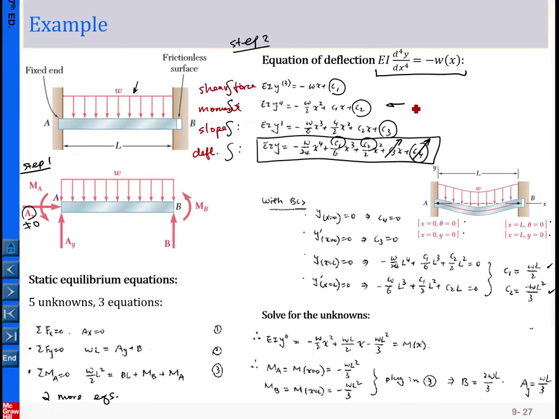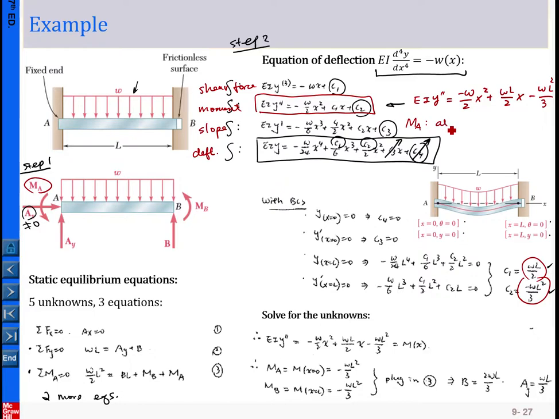Okay, so we start from here. This equation provides us the information about the moment. So let me write it up. EI y double prime equals minus omega x squared over 2 plus C1. Let me plug in C1, omega L over 2, and C2, which is this one, minus omega L squared over 3. Okay, so this is about the moment. From here I want to solve for MA.